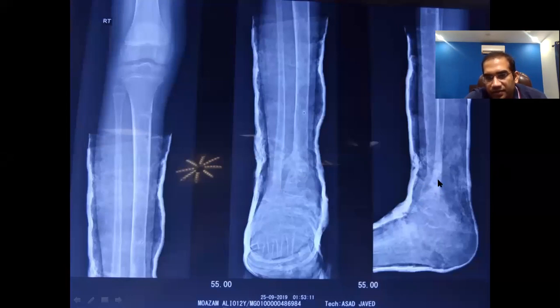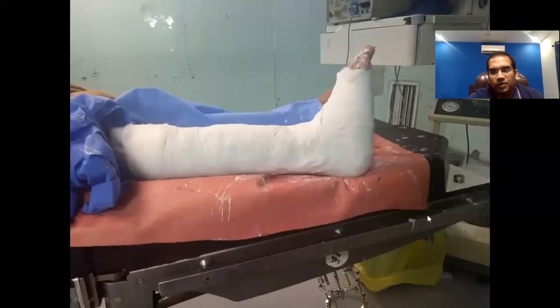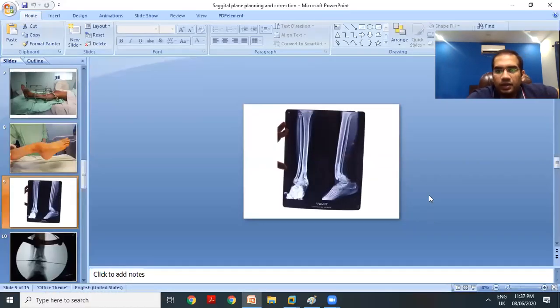All of this is new bone formation. This is the reference ankle, and the foot was completely corrected. This is how the ankle deformity was corrected.